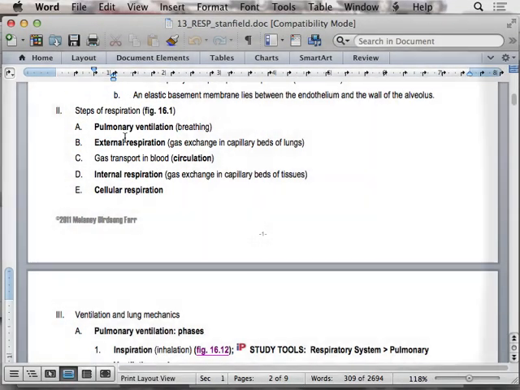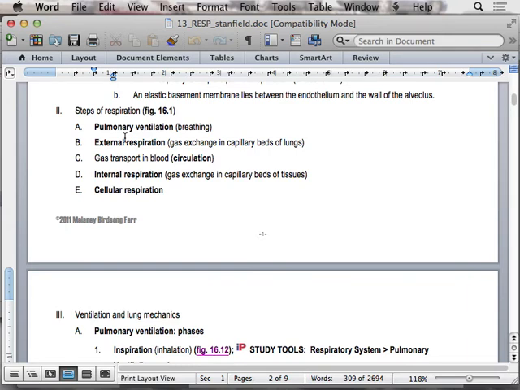Okay, a little bit about the terminology associated with respiration. There are some steps in respiration, and things can go wrong at any place. The first thing is called ventilation, and ventilation is simply breathing. It's breathing in and breathing out. That's not the same as respiration. Ventilation is composed of inspiration, which is breathing in, and expiration, which is breathing out, or inhalation and exhalation.